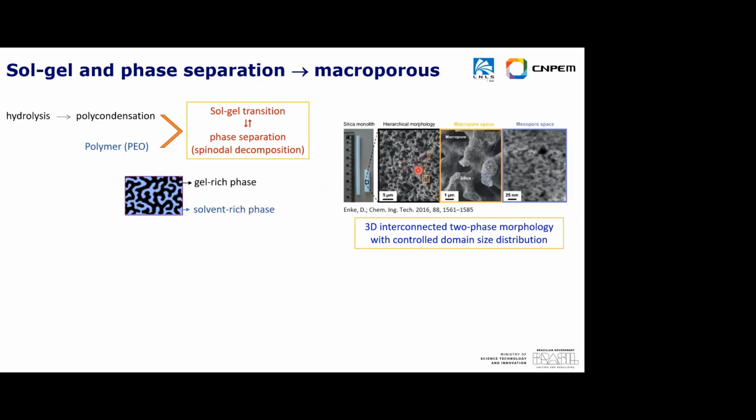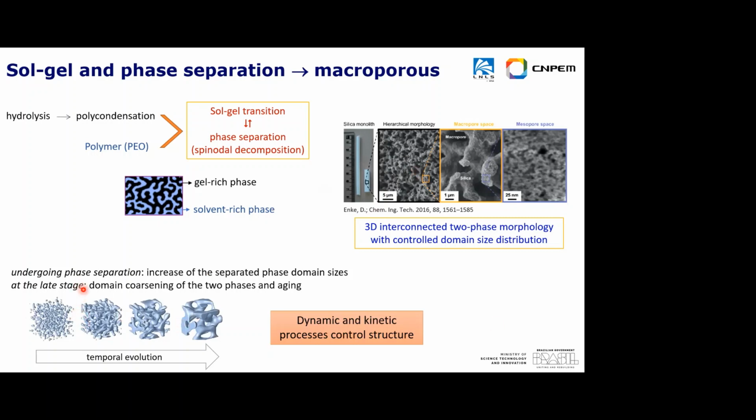And the idea is also to include the metal and still have these two processes going on, the gelation and the phase separation. The phase separation will control the morphology and the size of the pores. So during the phase separation, we have an increase of the separated domains. And when the gelation occurs, it's like freezing the system. And then we can keep this structure and produce the porosity. If we stop the reaction, if the gelation occurs at this point or at this point, we will have different morphologies. So it's a dynamic process that controls the final structure.